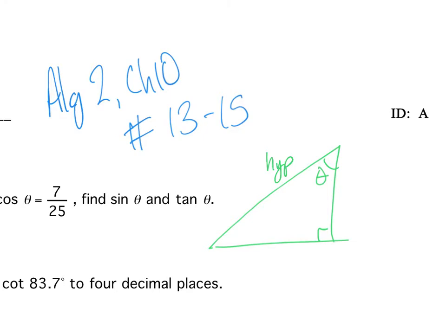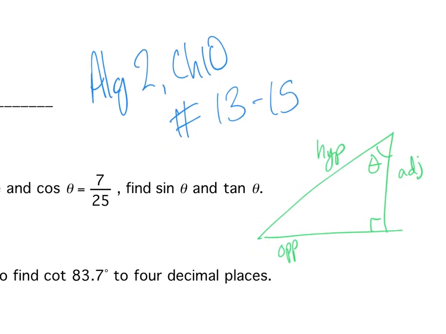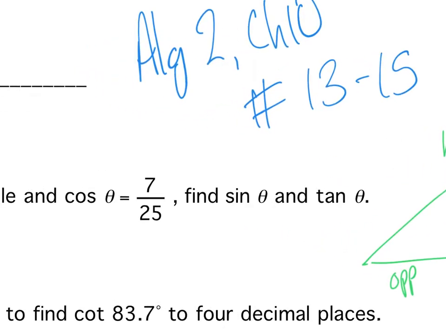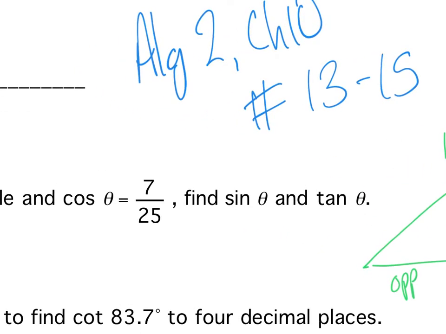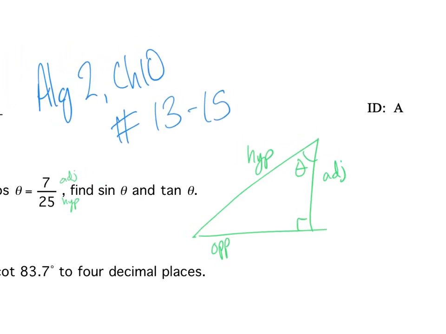Then my vertical side here is adjacent because it's right beside the theta that I marked. And then the horizontal side is opposite. It's across from the angle that I marked. You're also going to be able to fill in numbers for two of the sides using this cosine fraction. So cosine I know is adjacent over hypotenuse. So I'm going to mark the adjacent side with a 7 and the hypotenuse with a 25.